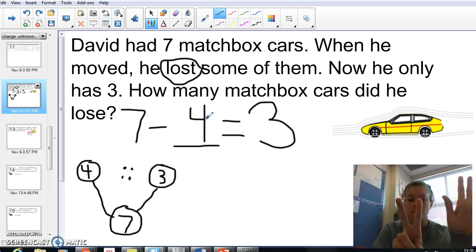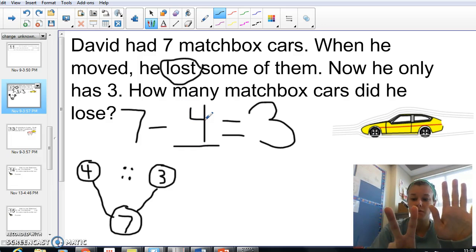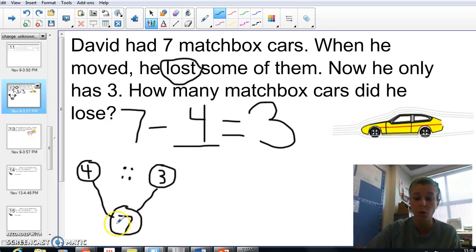If I have 7, I take away 4. 1, 2, 3, 4. Do I have 3 left? Yes. 1, 2, 3. So remember, your whole is always going to be your largest number. Largest number is going to be your whole.